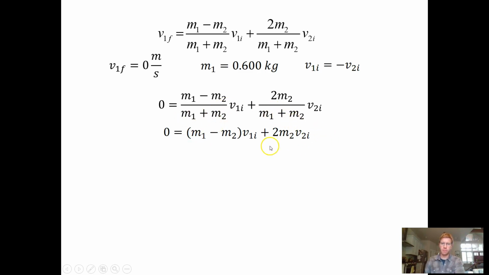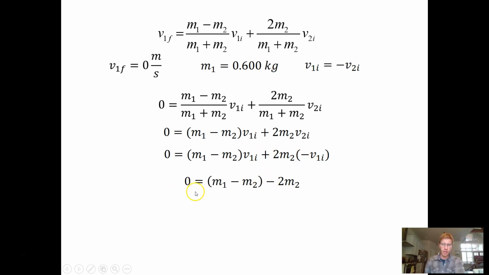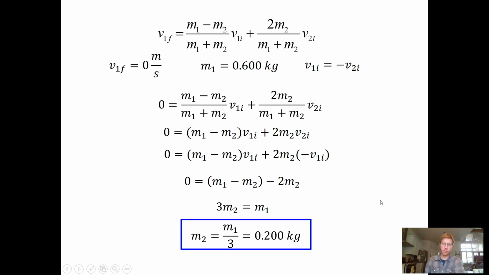I also observe that v2 initial is just the negative of v1 initial, right? So now I can divide through by v1 initial. 0 over v1 initial, still 0. Don't forget this negative sign though. So I'm going to pop that negative sign up. And now I'm just left with 0 equals m1 minus m2 minus 2m2. So solving, 3m2 is equal to m1. m2 is just m1 over 3, or 200 grams. Boom. Pretty simple example. Pretty cool.